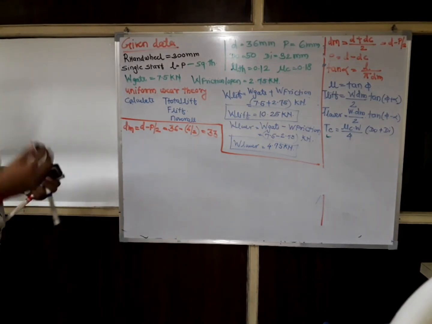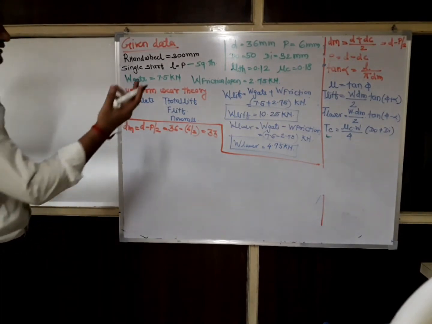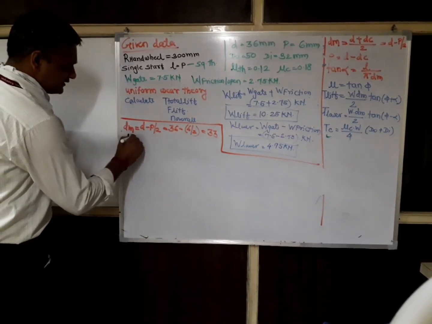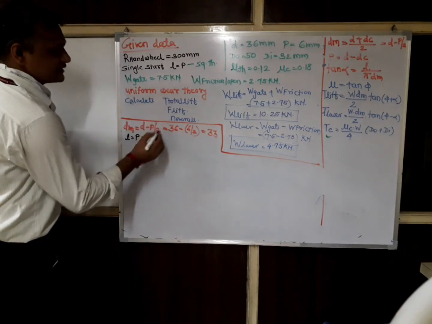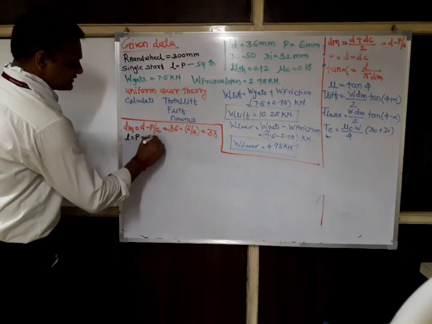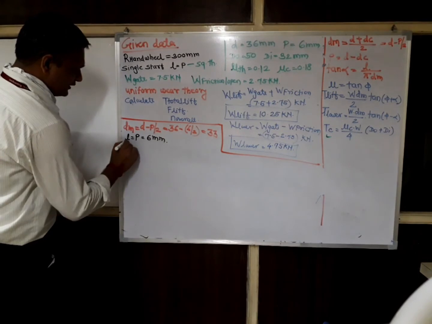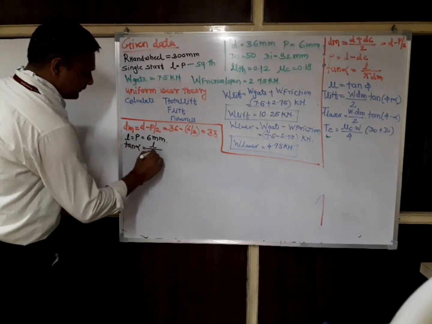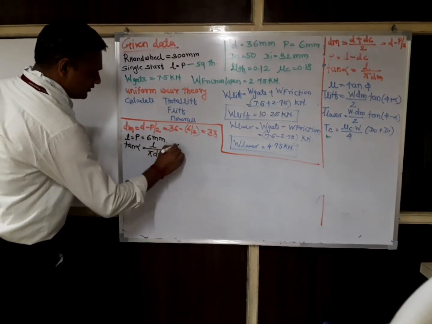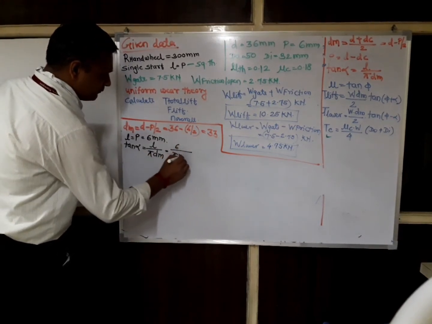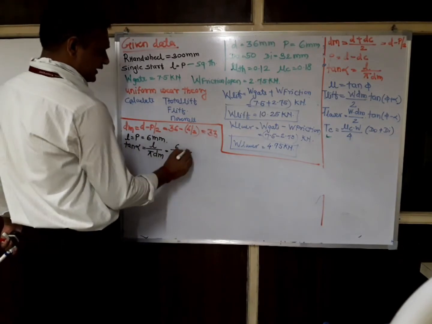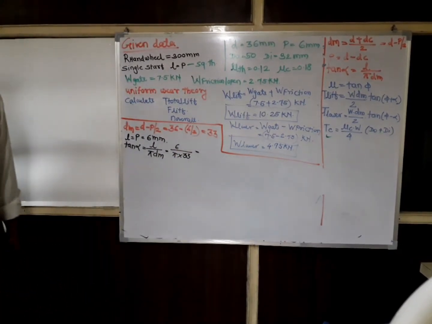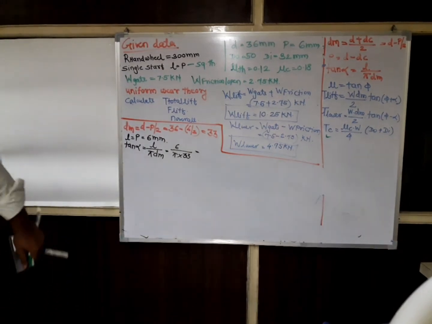Second one, we want to find out the pitch. Pitch is already given, that is 6 mm. Therefore we can find out the lead. Lead is equal to pitch, because it is a single start, therefore equal to 6 mm. Therefore tan alpha will be equal to lead divided by pi dm. Therefore 6 divided by pi into dm. Dm we have calculated, that is 33. Therefore tan alpha is 6 divided by pi into 33.